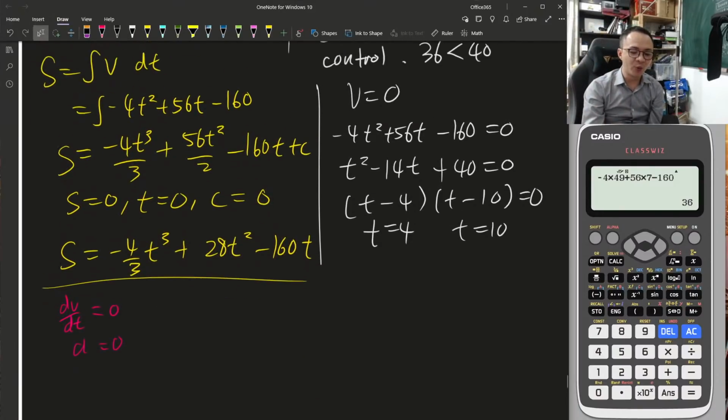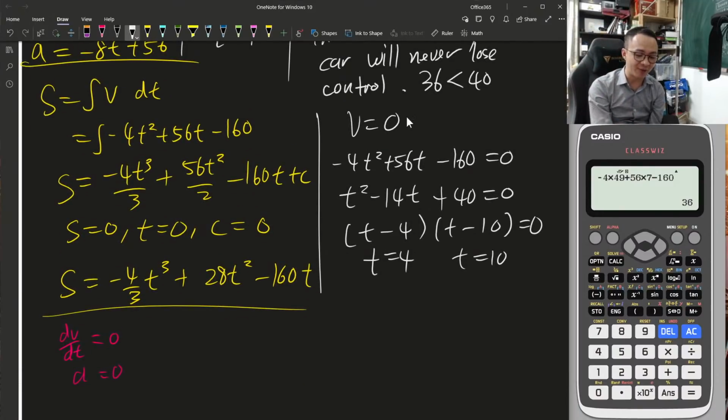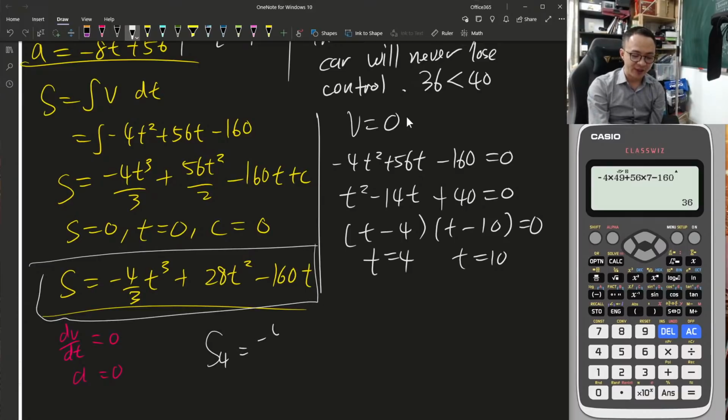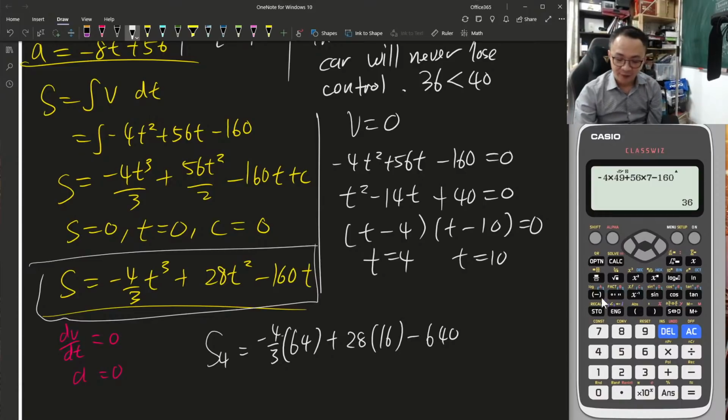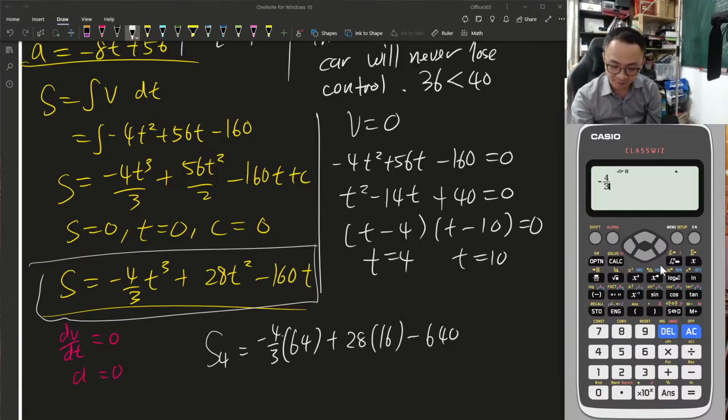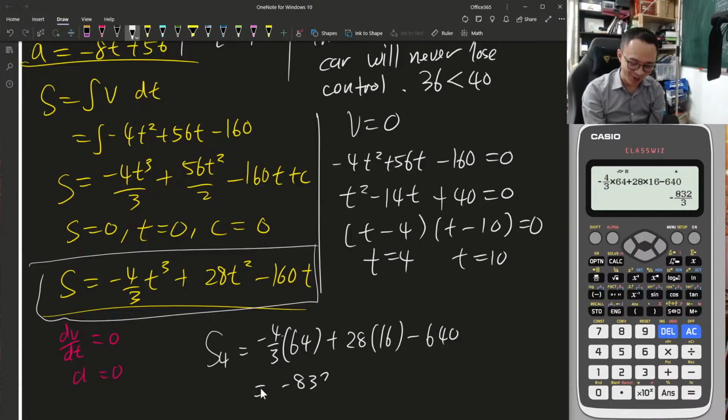But where is it? In order to find where it is, I need to substitute into the S equation. So therefore I will do S(4). So negative 4 over 3, okay, never mind, I'll just write it down. 4 cubed is 64, plus 28 times 4 squared, 16. This one is 640, isn't it? Times 4. So let's do it. Negative 4 over 3 times 64 plus 28 times 16 minus 640. I hope I didn't make a mistake. All right, it's negative 832 over 3.